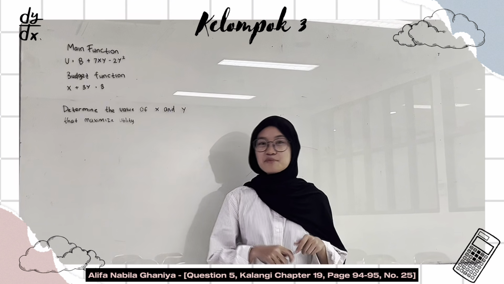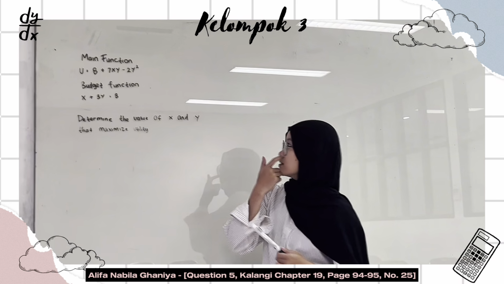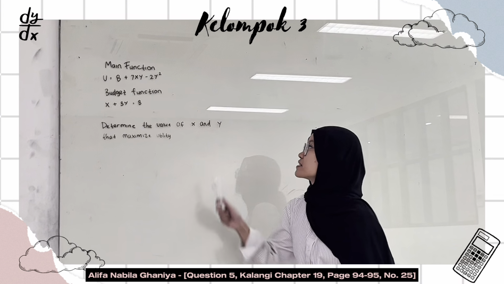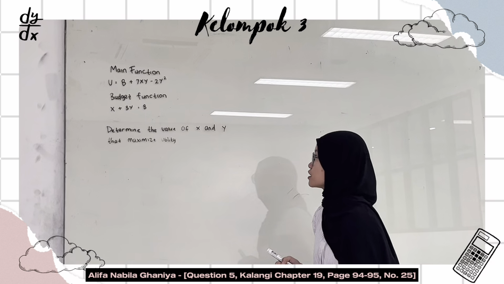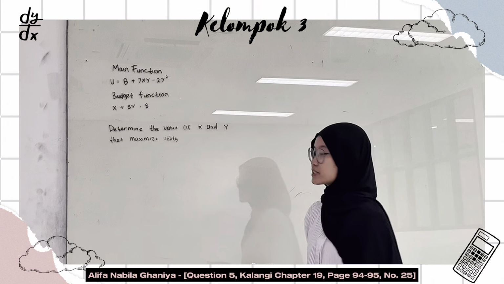Hello everyone, my name is Alifan Abdulagania, and today I want to answer the question on Kalagi book chapter 19, number 25. From the question, we have the main function, that is utility function and budget function, and they ask to determine the value of x and y that maximize utility.